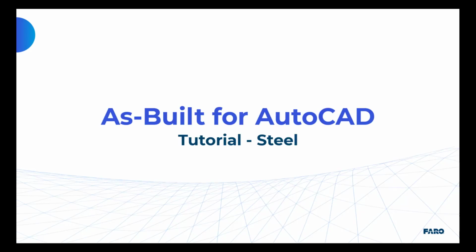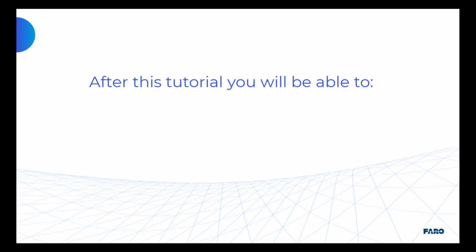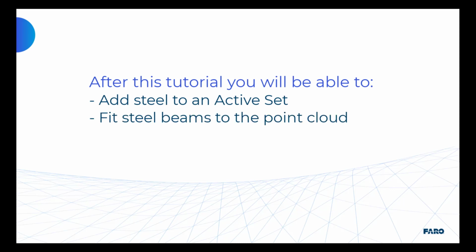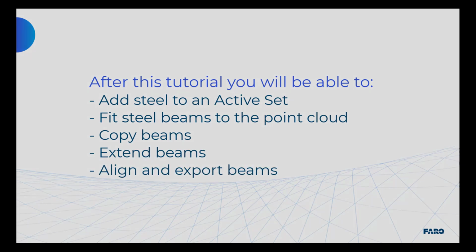As Built for AutoCAD tutorial, steel. After this tutorial, you'll be able to add steel to an active set, fit steel beams to the point cloud, copy beams, extend beams, and align and export beams.